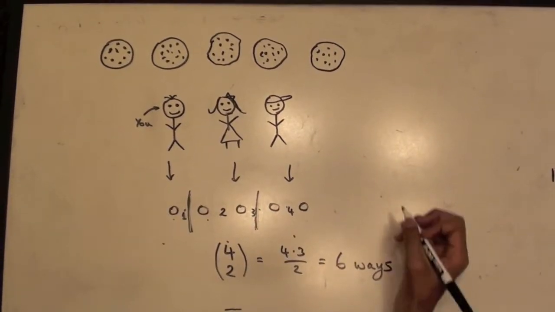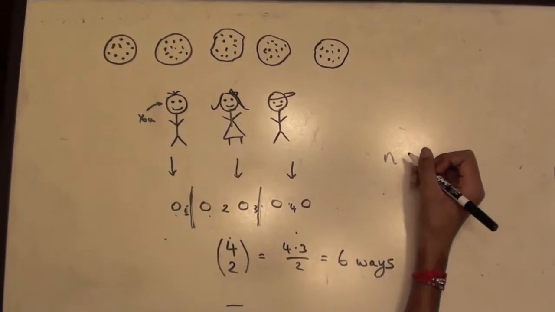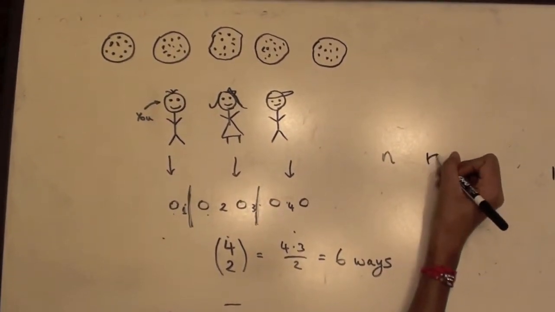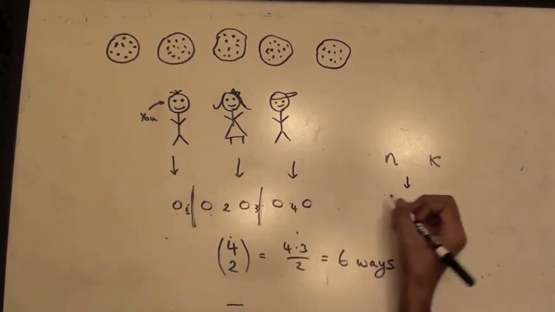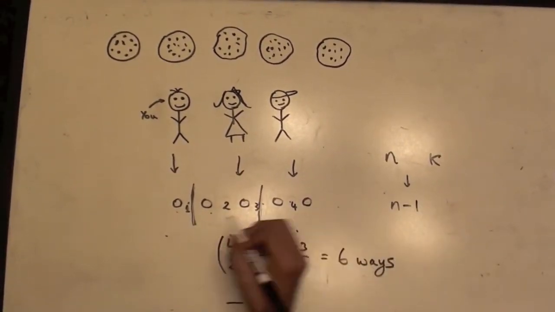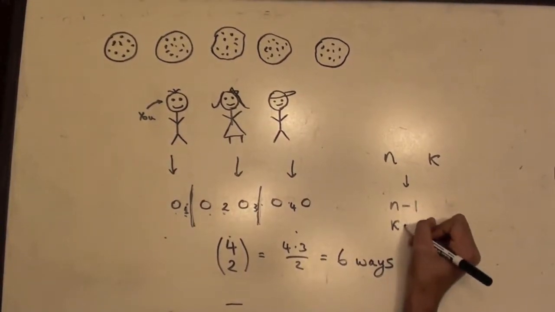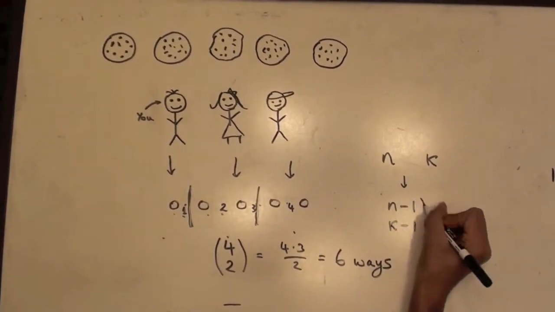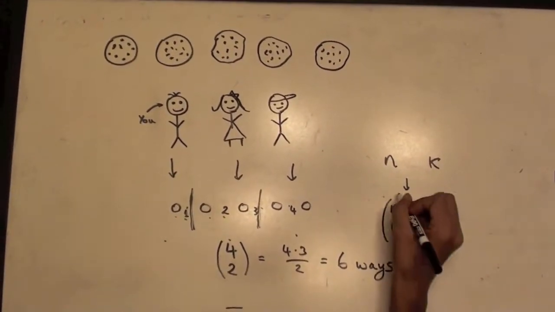More generally, if we have n objects and we're trying to distribute them into k groups, then there are n minus 1 spaces between these objects, and we put k minus 1 dividers into these spaces to make k compartments.